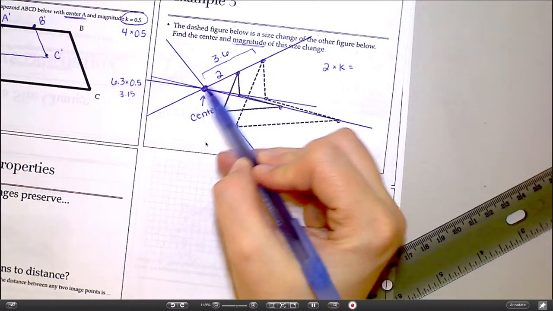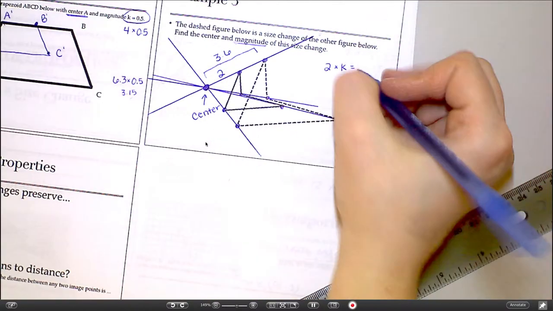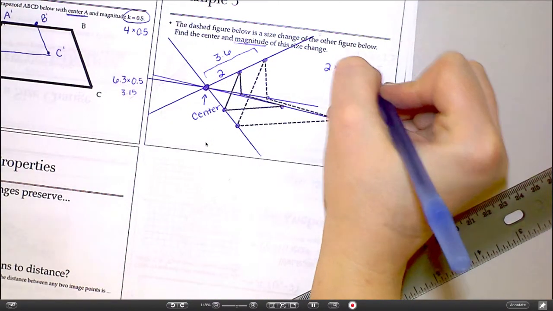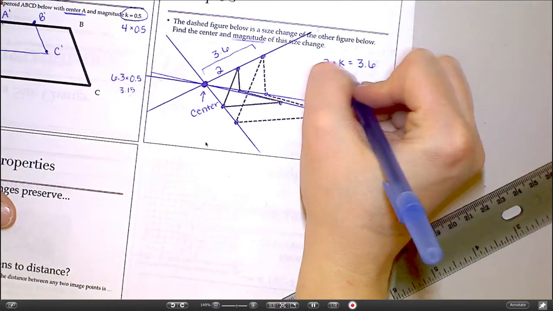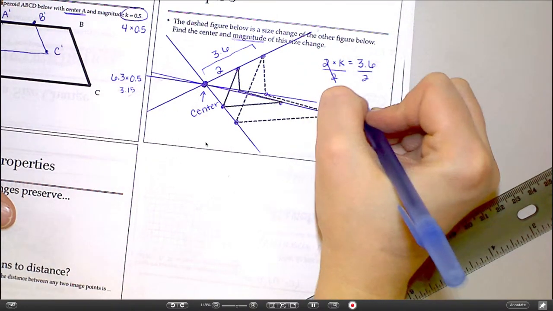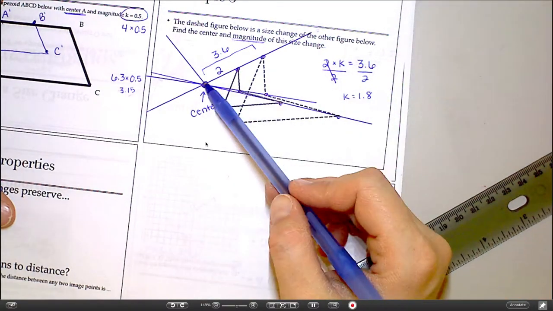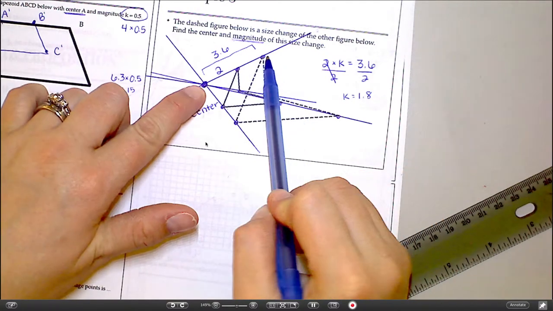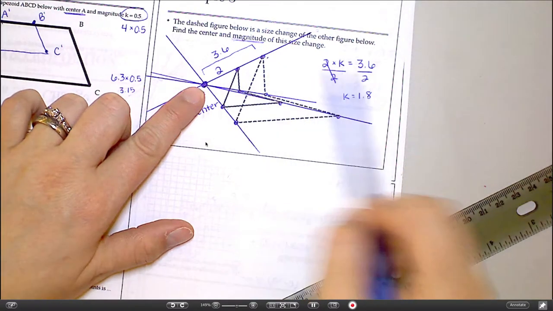So I know that I took 2, I multiplied it by some mystery number, and I got 3.6 as a final result. How could I figure out what k is now? Bryce? Divide 3.6 by 3. Yep. Divide by 2, and you get that k is equal to 1.8. Okay? So really all you have to do is take the distance to the new figure and divide by the distance to the old figure. Okay? And that's how you get your magnitude.